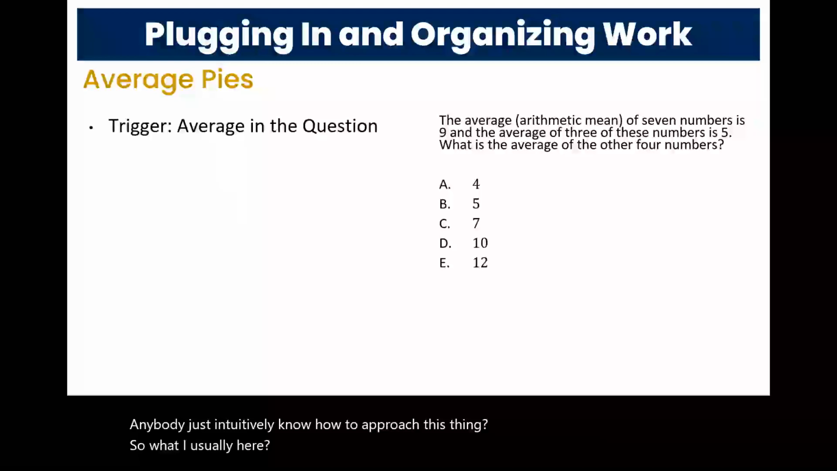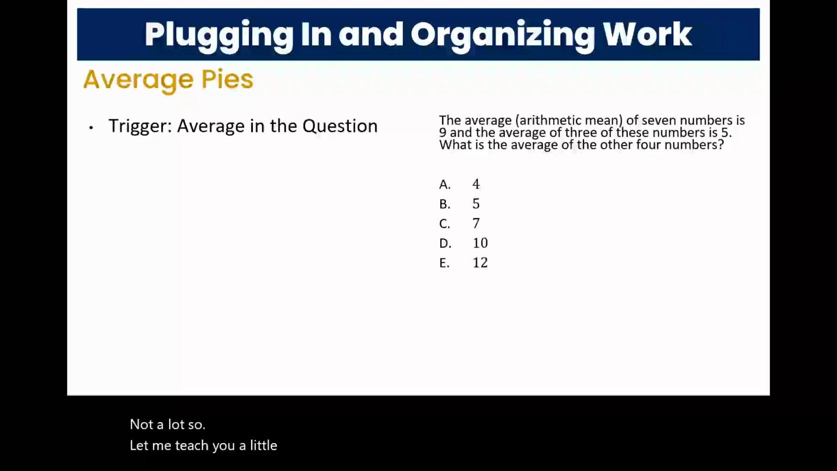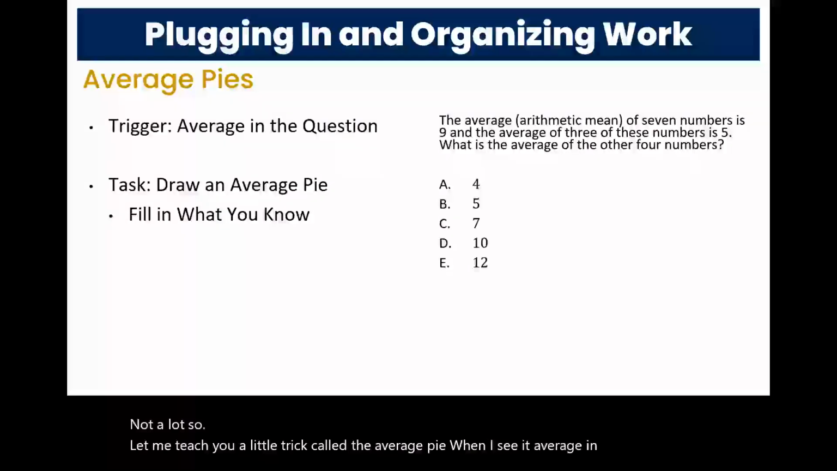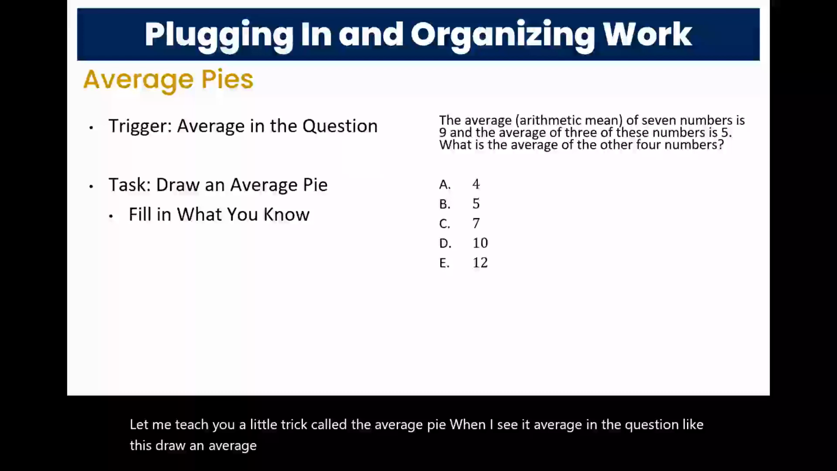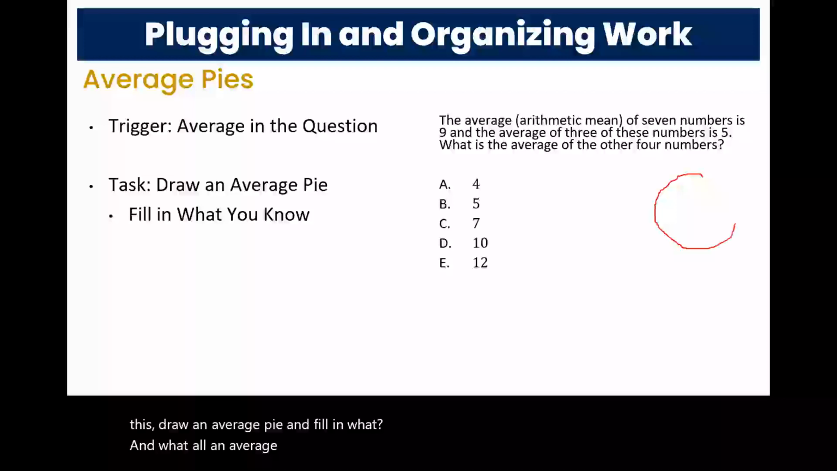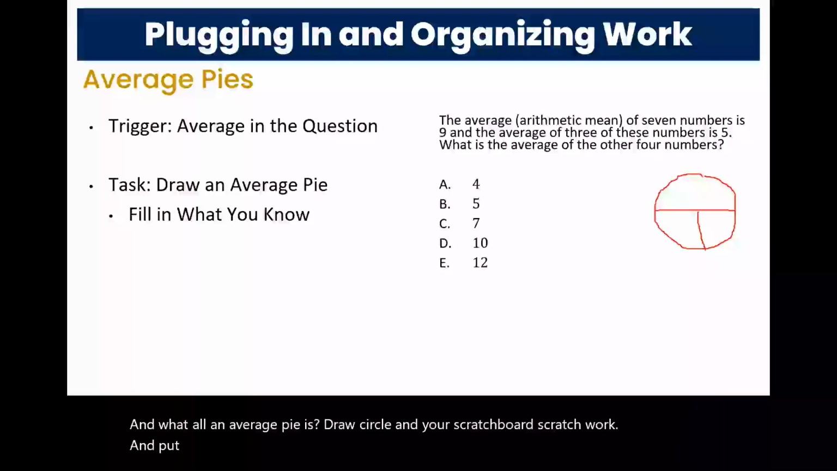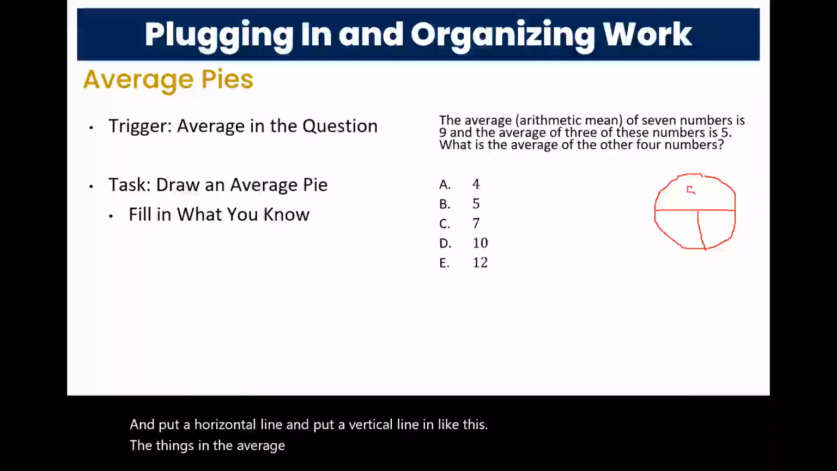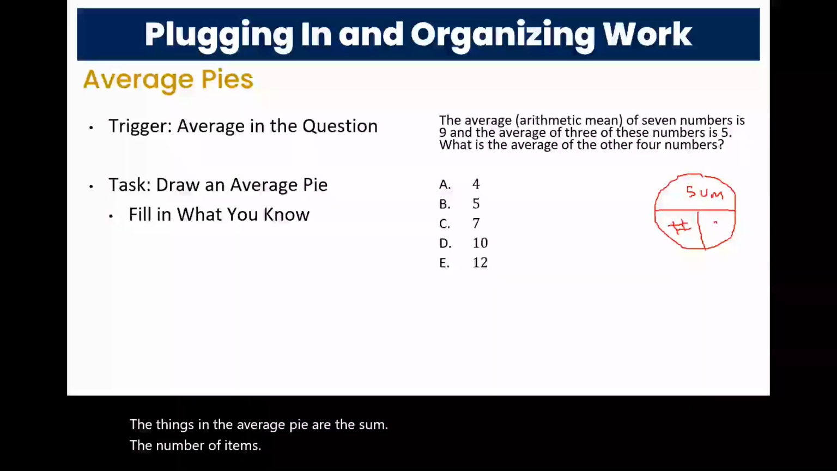Not a lot. So let me teach you a little trick called the average pie. When I see an average in a question like this, draw an average pie and fill in what you know. And what an average pie is: draw a circle in your scratch work, and put a horizontal line and a vertical line in it like this. The things in the average pie are the sum, the number of items, and the average.